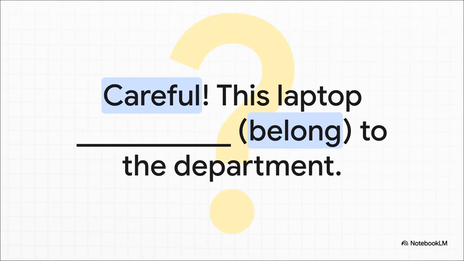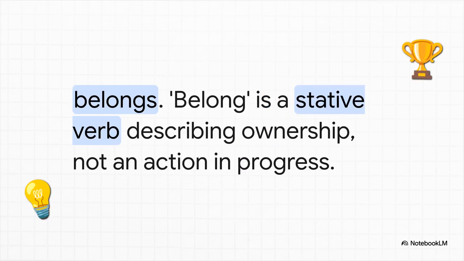Nice. Okay, next up. Be careful with this one. "This laptop blank to the English department." So ask yourself, is this an action in progress or is it a state of being? The answer is belongs. And why? Because belong is a classic stative verb. We just talked about this. It describes a state of ownership, not something that's actively happening. This is that expert rule in action.